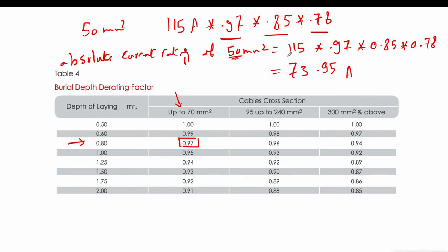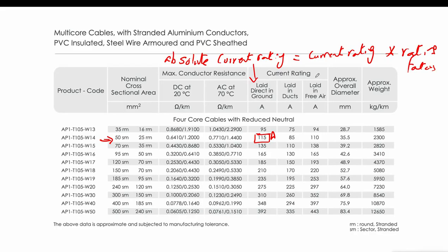It isn't 115, but it's 73.95 ampere according to the rating factor, which is based on the type of installation or installation conditions. So we are not using the direct values from the cable's specifications. We call that the base current rating. So this value is not the current rating; we call it the base current rating. And we multiply this value by the rating factors to get the absolute current rating, which we can use in cables sizing.